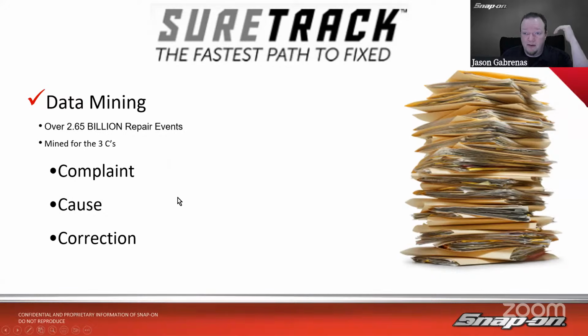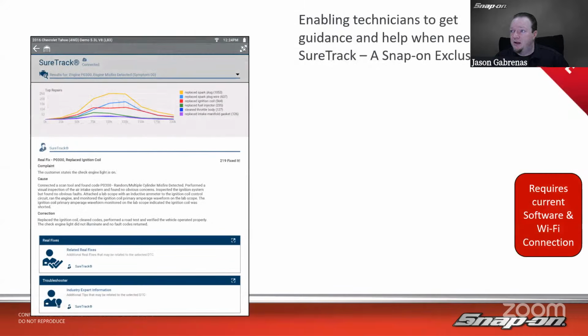What was the complaint? What did the customer complain about? What actually caused the problem? And then what corrected it at the end of the day. So it's based on real world, really fixed vehicles. It enables you to get guidance and help when needed, and it is a Snap-on exclusive. We're the only ones with this amount of data available to you on the tool.